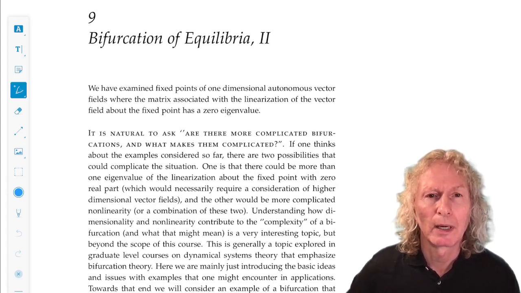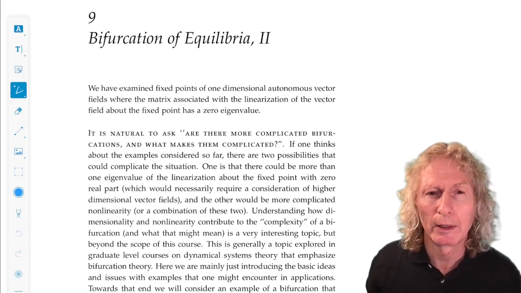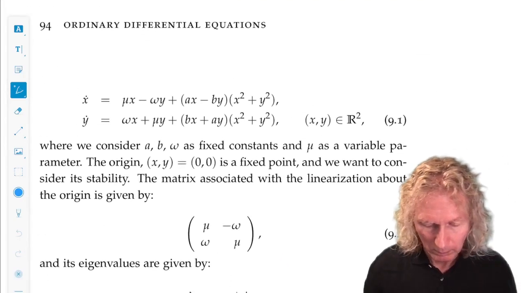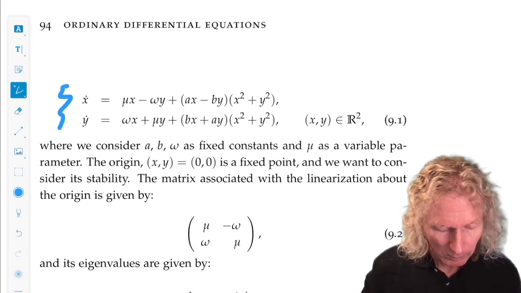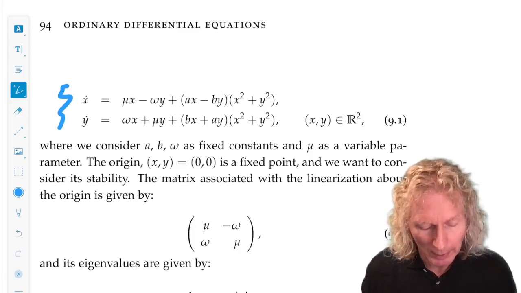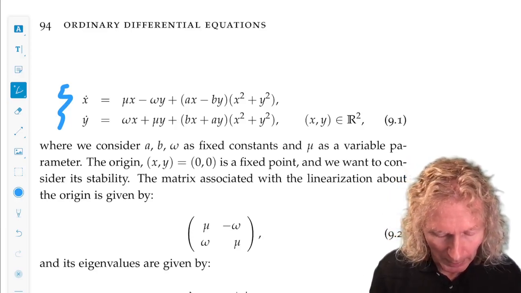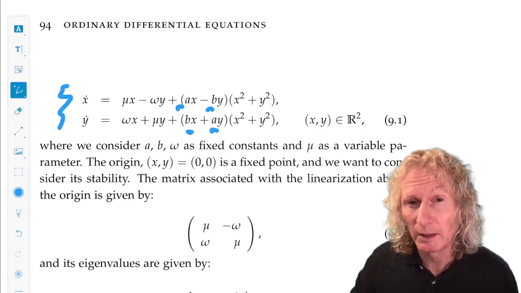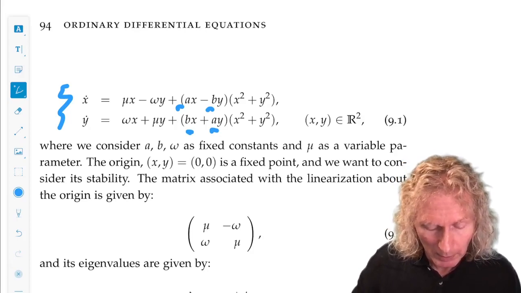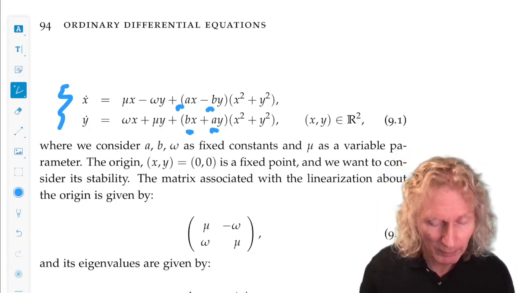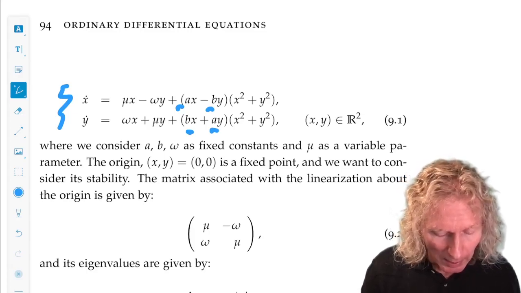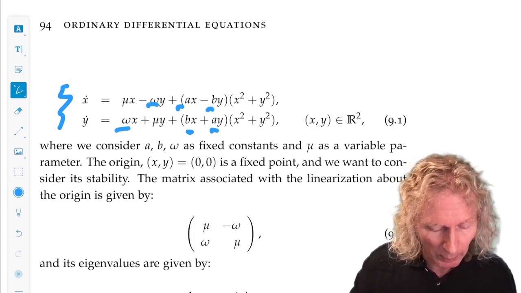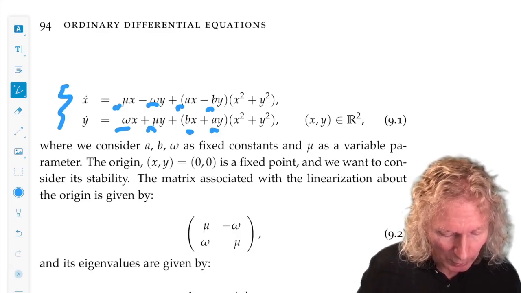And we're going to develop this by looking at a specific concrete example where we can do all the computations explicitly. So, equation 9.1, a vector field on the plane, x dot and y dot. There's a lot of constants in this problem, a and b. These are just real numbers. They can take on any sign at the moment, and we're going to be mindful of what signs they have and the impact that has on the dynamics. And omega, which is a non-zero constant, we'll explain why we need it to be non-zero, and mu is going to be our usual bifurcation parameter.